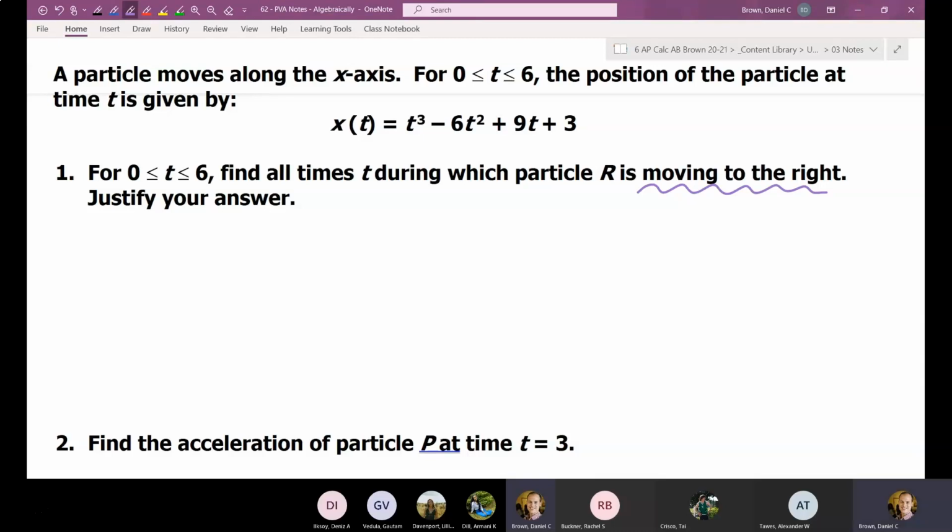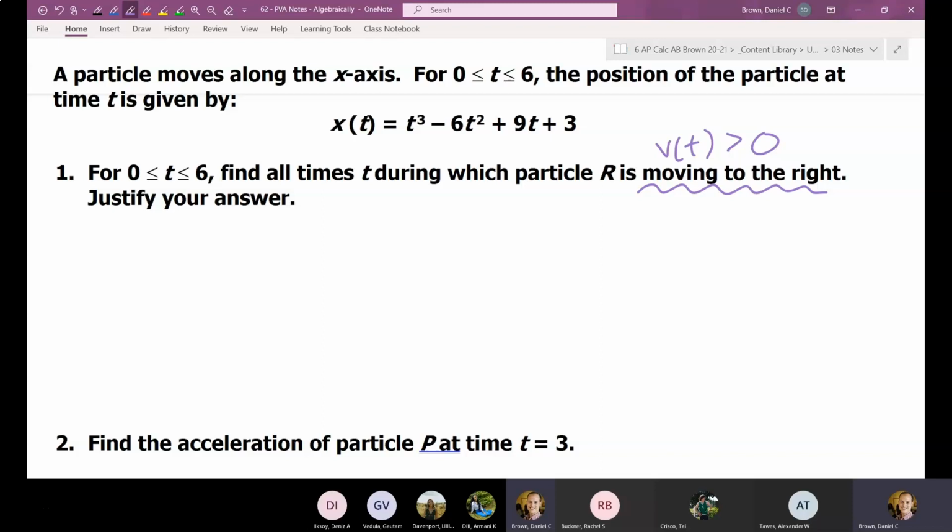Velocity. And so if I'm talking about movement, we will need to find velocity. And if I'm moving to the right, am I going to be looking for when velocity is positive or when velocity is negative? Positive. To the right would be a positive direction, so I'm looking for when velocity is positive. Any ideas of what I can do to figure out when velocity is positive when I have the position equation?